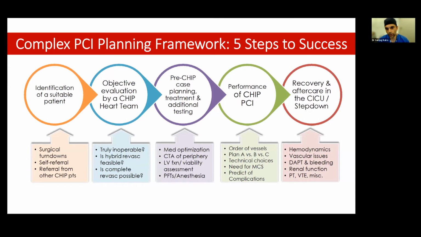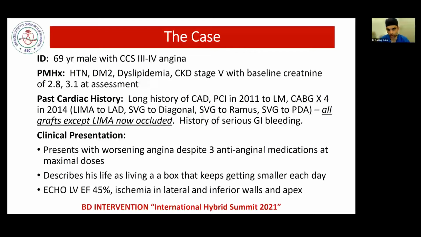So let's go through a case that I did not too long ago. And we'll talk about the specifics of each of these and then what I did to satisfy those things. So this was a 69-year-old guy with CCS class 3 to 4 angina, very, very low threshold, hypertension, dyslipidemia, type 2 diabetes. We just heard about the importance of kidney disease. Well, this guy had stage 5 CKD with a baseline creatinine of 3.1 when I assessed him.